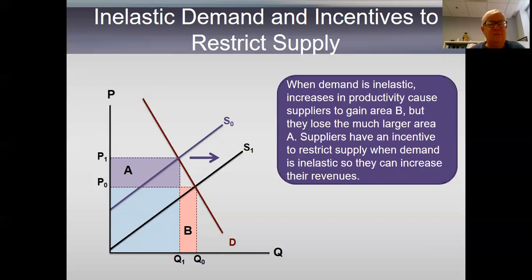No, I said, guys, let me back up. I just said that wrong and apologize for that. So the suppliers are going to lose the area A, but they're going to gain area B. Now, as you can tell, area A is larger than area B, so what would they want the government to do? They want the government to restrict supply so that they will have less of an impact on their surplus.